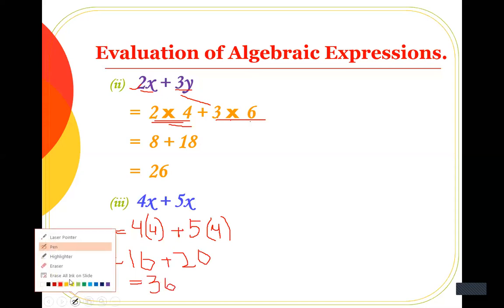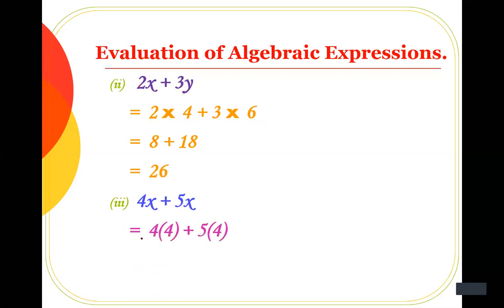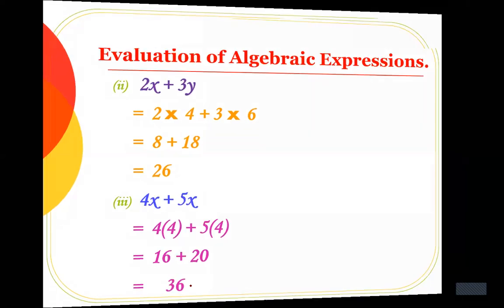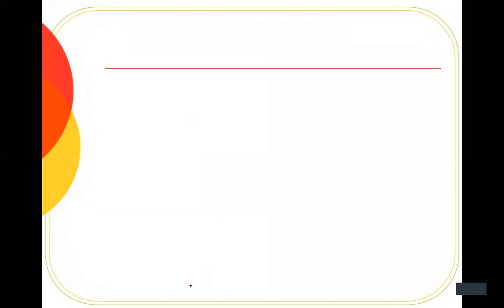Okay, so this is the correct way to solve any algebraic expression. It means you have to write down the value of your variable inside the bracket, just like this way. And this bracket indicates multiplication. So you will multiply 4 by 4, it will become 16, and 5 by 4, it will become 20. And then you will add them together and your answer will be 36. Okay, now move on to the next one.